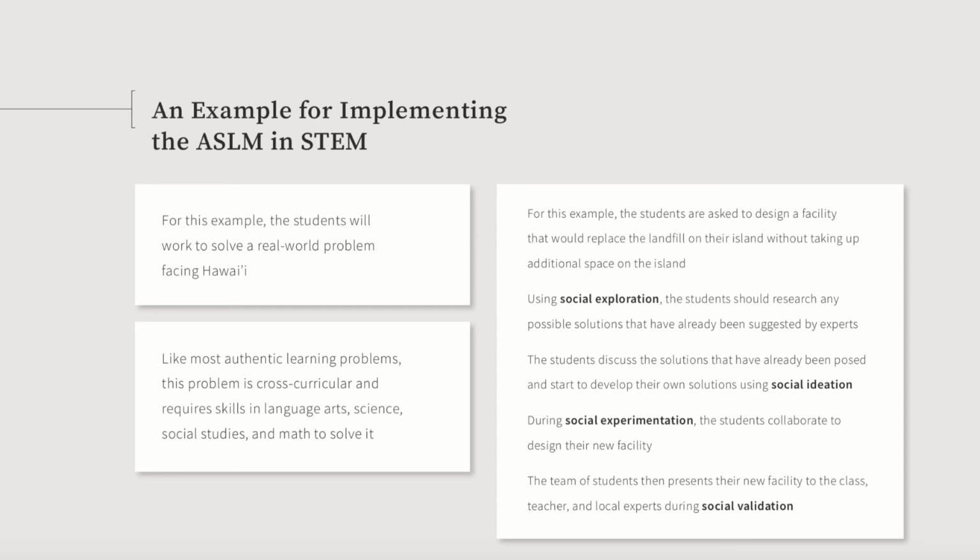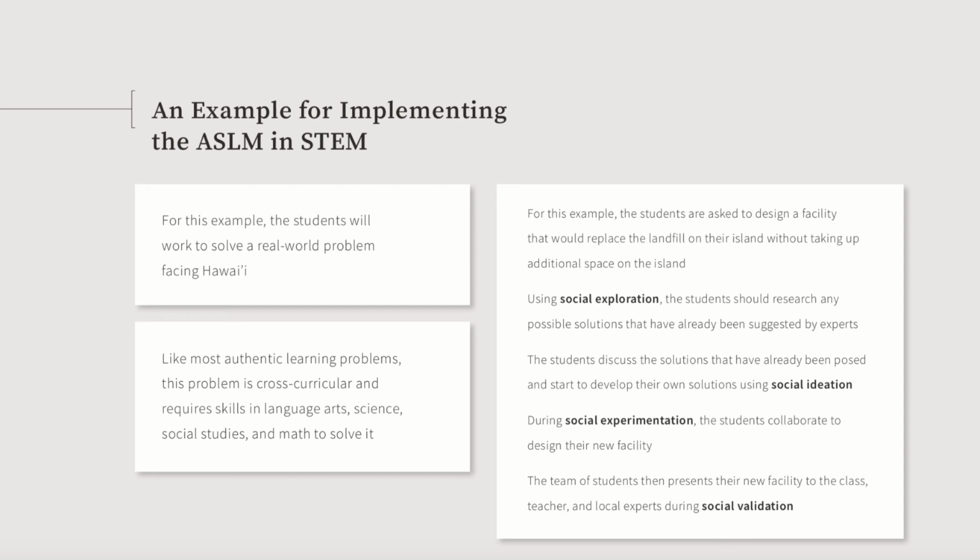To solve the problem of waste management in Hawaii, the teacher first has to get the students interested by introducing the problem using videos, news articles, or social media. It is unreasonable to expect younger students to solve the problem for the entire state, so the teacher can choose to focus on how to solve the problems in their school, neighborhood, or island. To solve this problem, the students should employ the ASLM strategies.